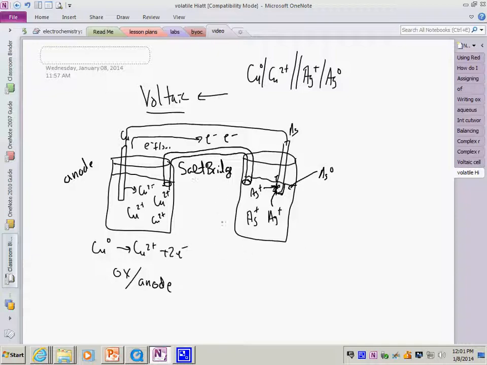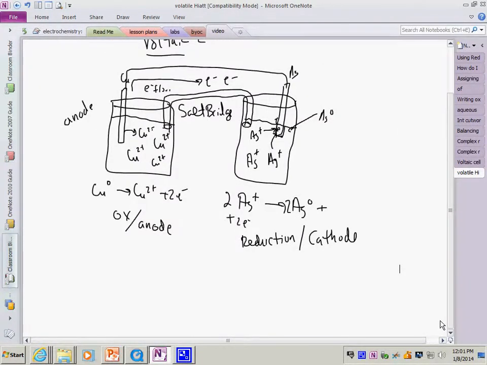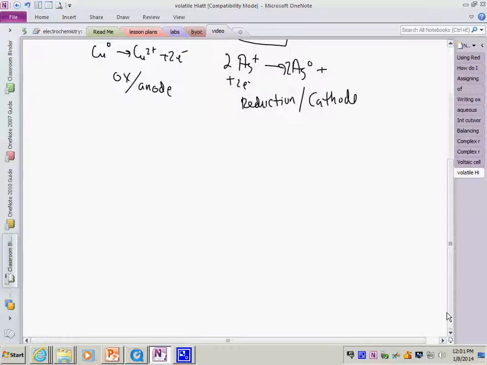I'll explain the salt bridge in a moment, but in this case, this reaction is two silver plus ions going to silver metal, and this will require two electrons. This is called reduction, and the reduction takes place at the cathode. So, in this case, this is pretty much everything that we want to know about this cell.